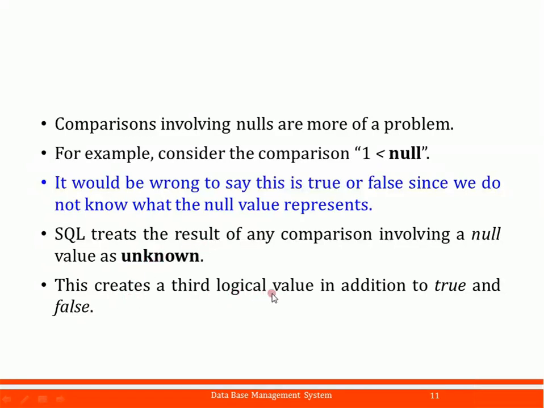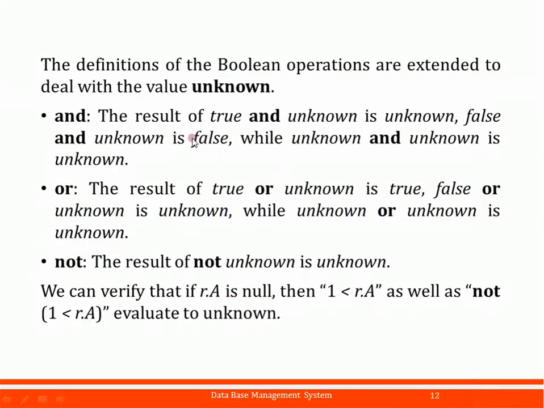This creates a third logical value in addition to true and false. When you consider Boolean values, there are only two values, true and false. If your result is unknown, that gives you a third value. The definitions of the Boolean operations are extended to deal with the value unknown. The result of true and unknown is unknown, but false and unknown is definitely false, and unknown and unknown is unknown.